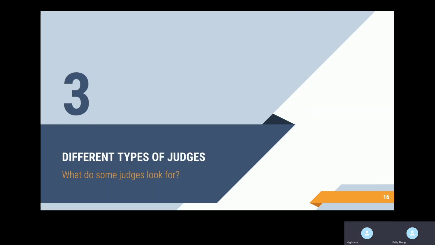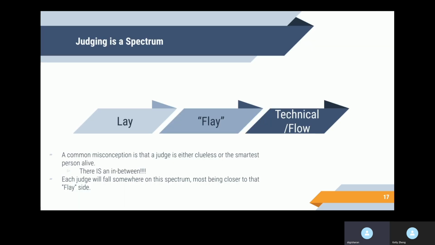So now we're going to talk about the different types of judges that you're probably going to encounter over your debate career. An important thing to remember is that judging is a spectrum. A common misconception that a lot of younger debaters have is that a judge is either super lay or they're the smartest person alive and they'll make the flowest decision ever. The thing is, there is an in between, and most judges will actually fall in that in between.